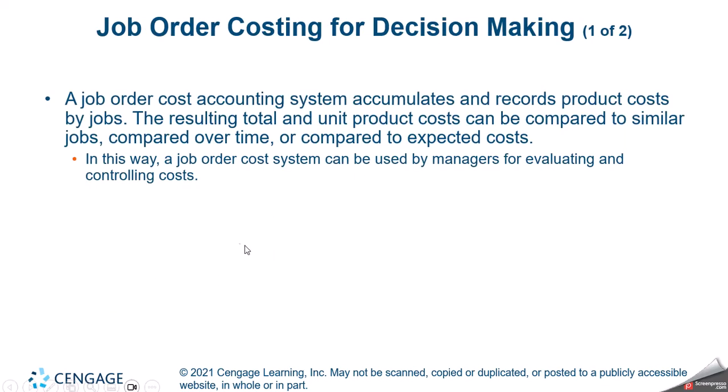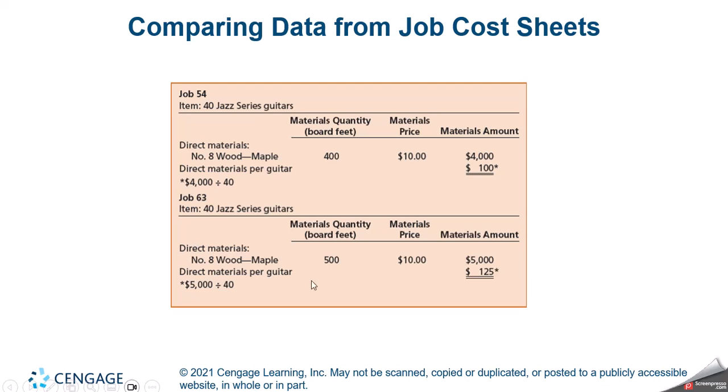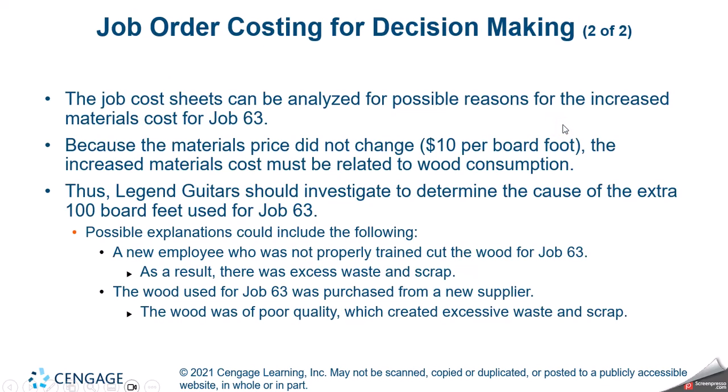And then our job order costing, again, accumulates it by job. And again, we're looking at actuals versus what we're allocating. So again, here gives you job 54. We made these 40 jazz guitars, what material went into it, and what that price was. And then we've got this other one, again, just kind of mapping out the different prices in there.